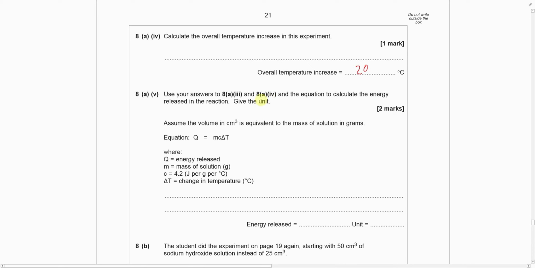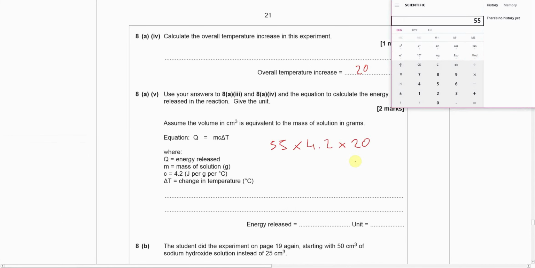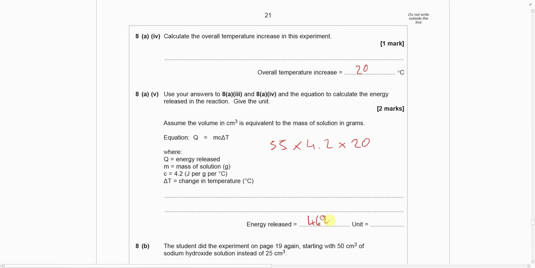the energy released. So energy released is Q, so the mass of the solution times C times change in temperature. So we've got the mass, which is going to be 55, I could write it here, never mind, 55 times 4.2 times 20. So I'm going to have to use a calculator for that. So we've got 55 times 4.2 times 20, and I get 4,620, I think. 4,620, yeah. And the unit of that is going to be energy released. Oh, there we go. Is joules.